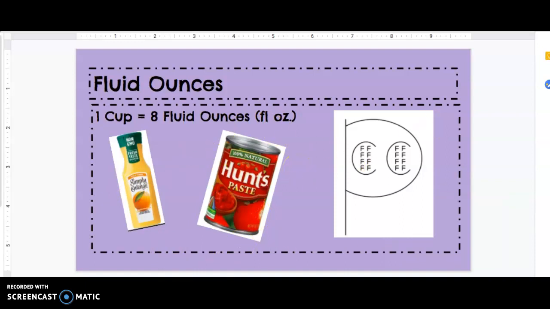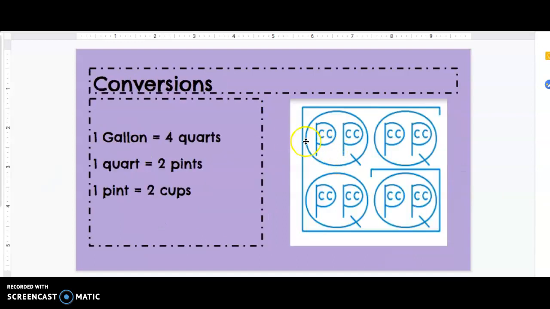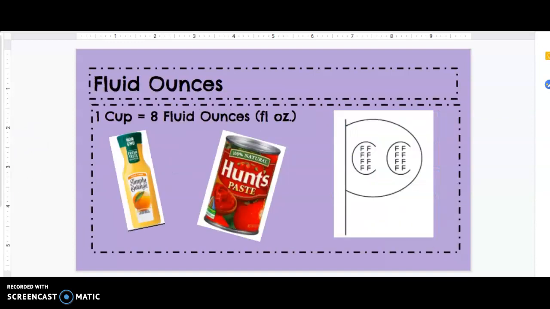But the image I always like to keep in mind as we move forward when using fluid ounces is that 1 pint is equal to 2 cups, just like I could see how 1 pint is equal to 2 cups. But inside each of those cups are 8 fluid ounces. The sign for fluid ounces is FL OZ. So today we're going to work on converting using fluid ounces to help us as we go.